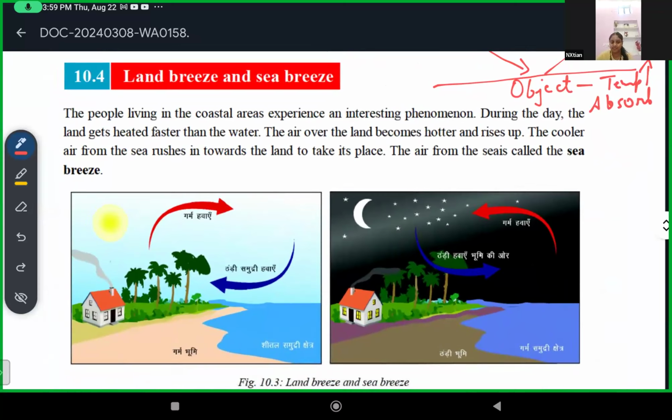Ma'am, in land breeze and sea breeze, the land breeze is always hot and the sea breeze is always cold. In the day, the land breeze is the one that's active, and at night the sea breeze comes over and takes the place of the land breeze, and the land breeze rises up. It's like that. Mhm. Very good. Good, Anaya. Anyone else?